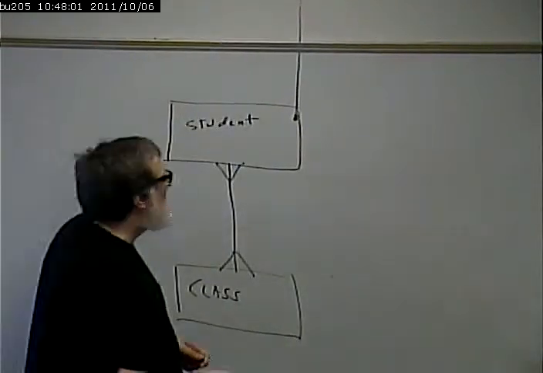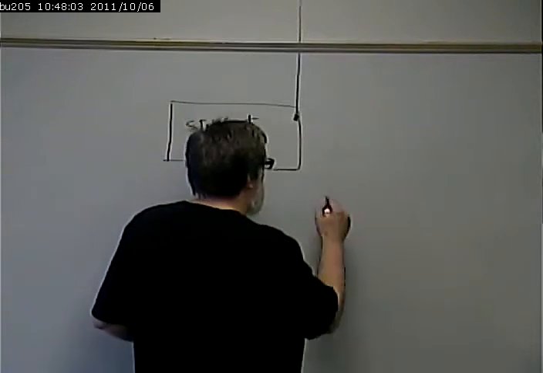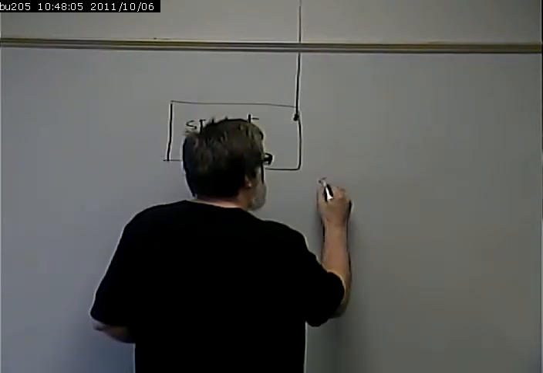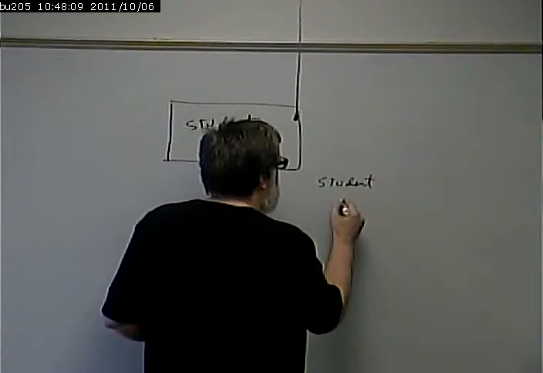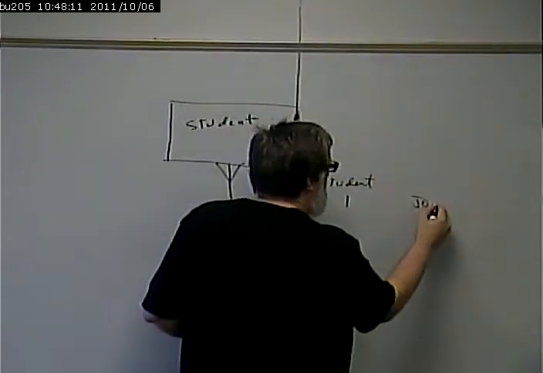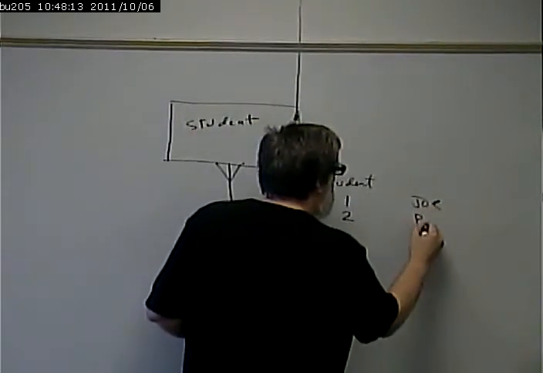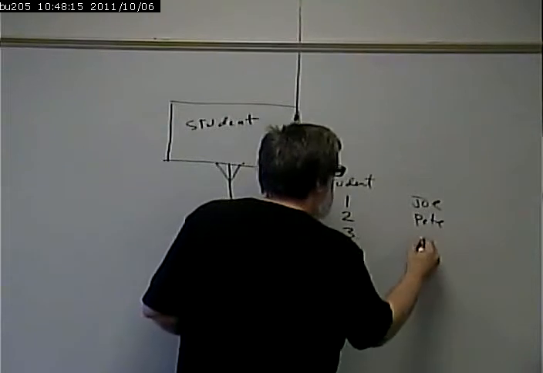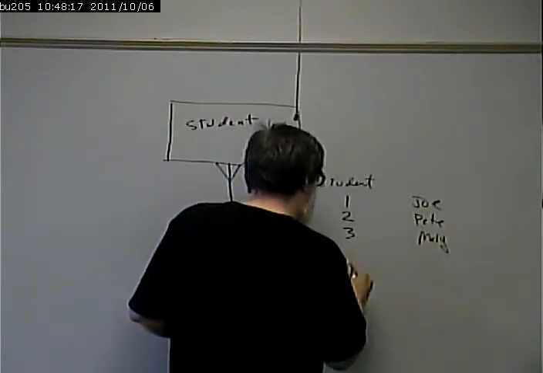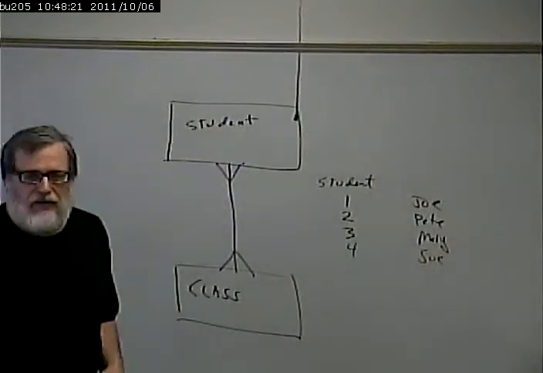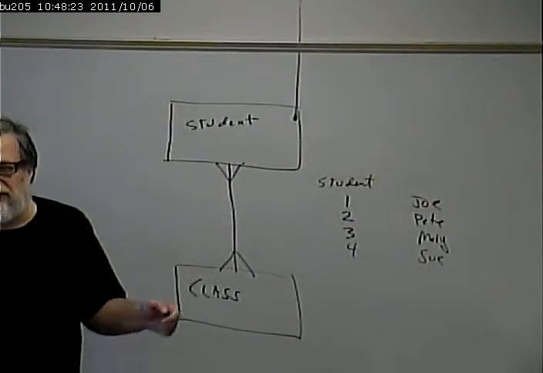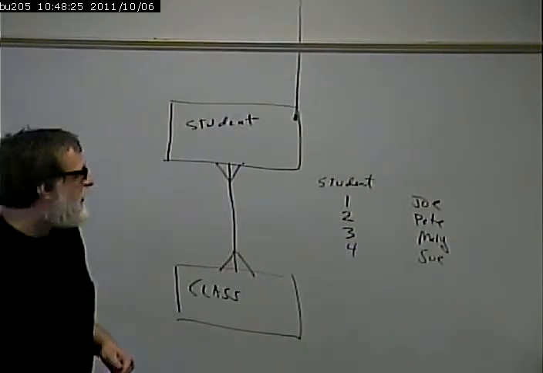All right? So, let's say we have a student, and let's say we have student number 1 that's Joe, student number 2 that's Pete, student number 3 that's Mary, student number 4 is Sue. These names look like the names in the kids' books that I used to read as a kid. John and Mary are taking, all right?